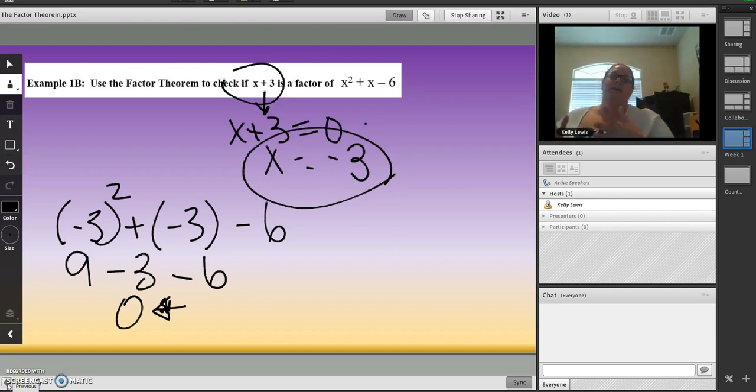So the factor theorem says if it's a factor or not. The remainder theorem says what the remainder is. And then there's going to be another one that says, is this a 0? Is this a root? Because remember, root, 0, x-intercept, and solution, those all mean the same thing.